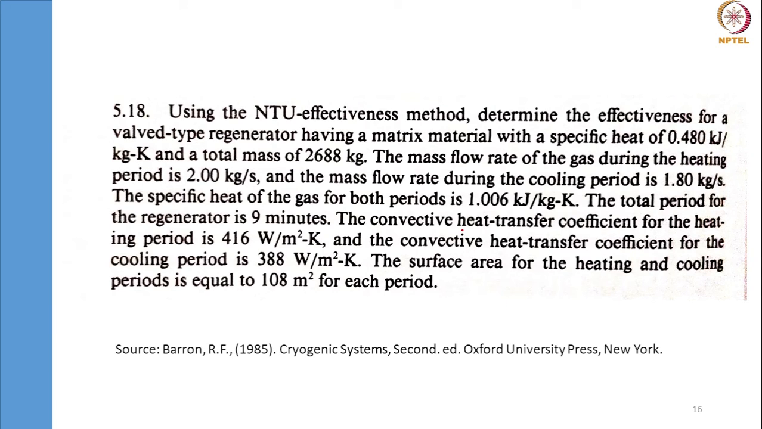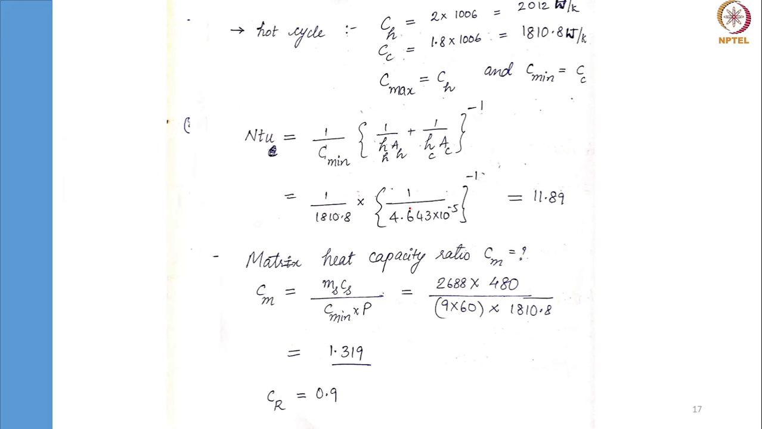Okay, I'll go through the solution procedure. It is quite similar to the first one. So first, what we are going to find is the C max and C min of the two fluids. The flow rates are different, though the Cp is the same. So for one fluid, the hot fluid, we are going to get C max, and for the cold fluid, we are going to get C min.